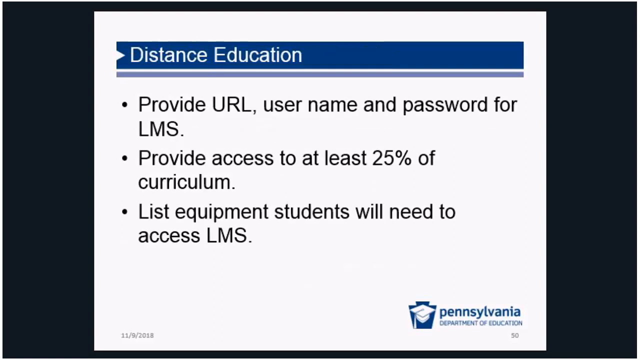If you will be providing instruction by distance education, you are required to provide access to your curriculum. You should provide the URL and a username and password so that the board can look at the curriculum from the same viewpoint that students will experience it. At least 25% of the curriculum must be available for the board to evaluate. You should also list the equipment that students will need in order to access your LMS.